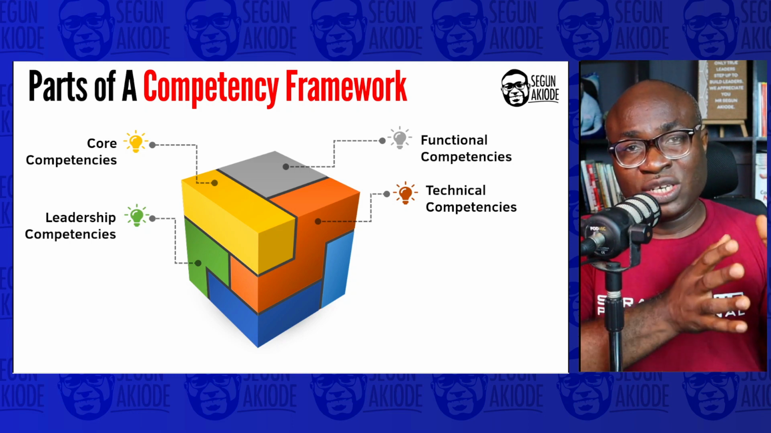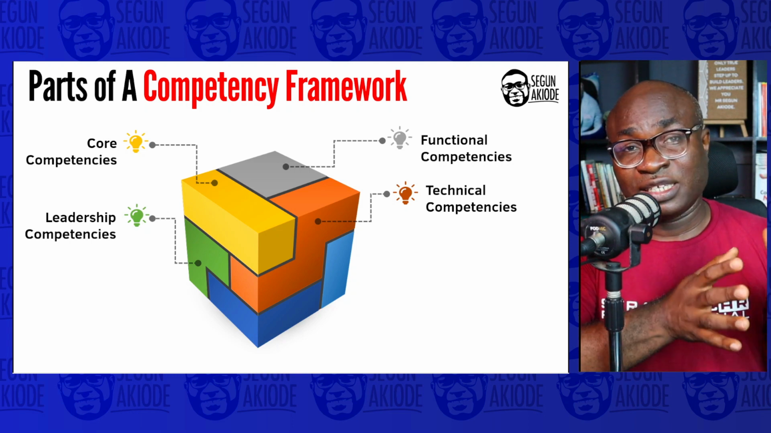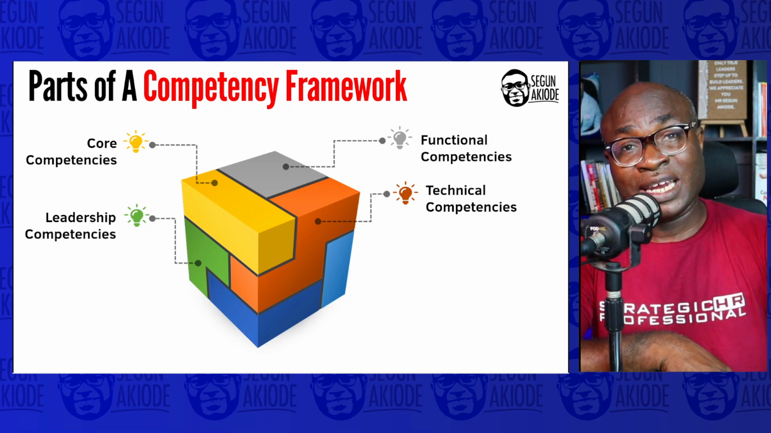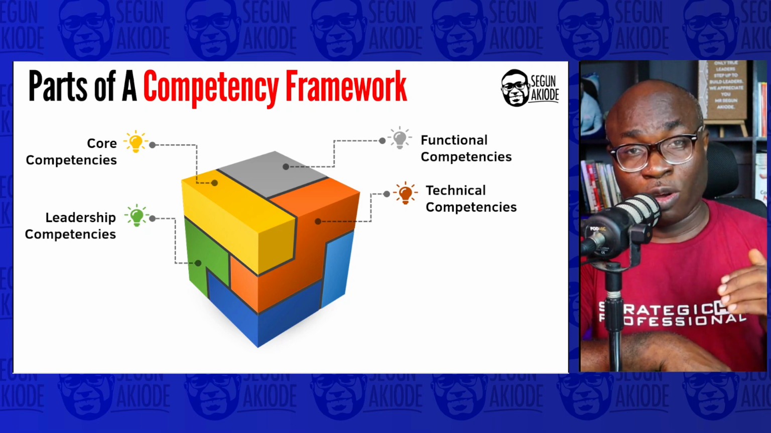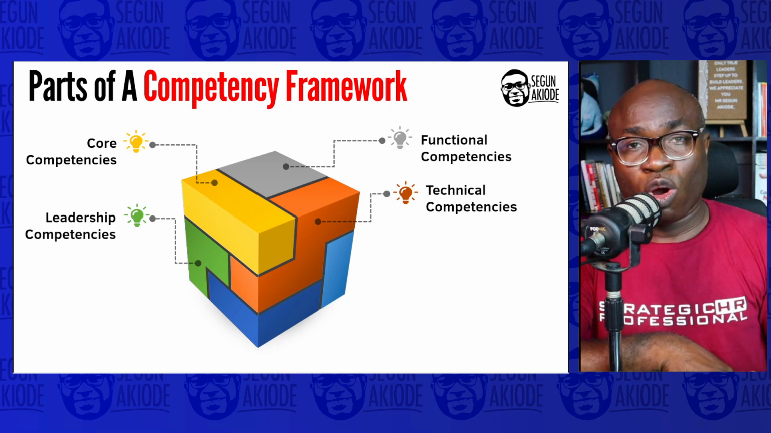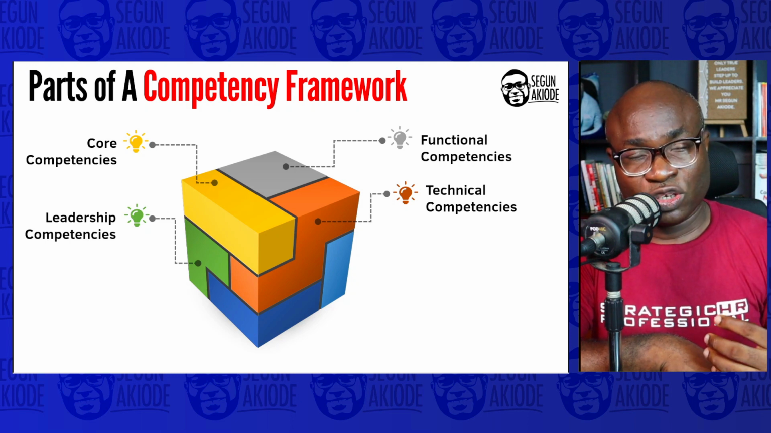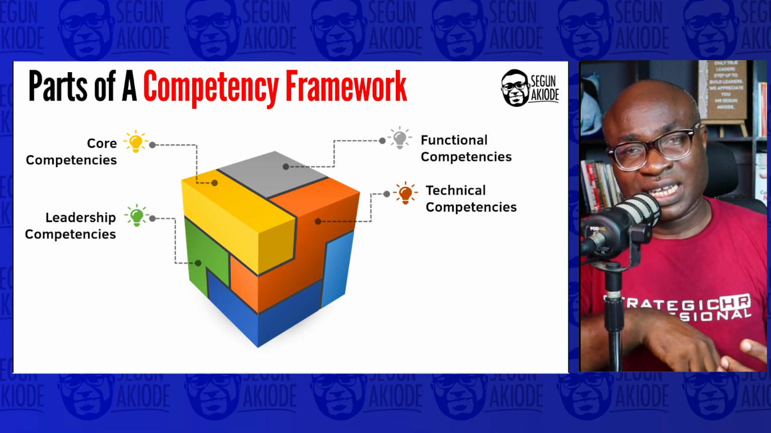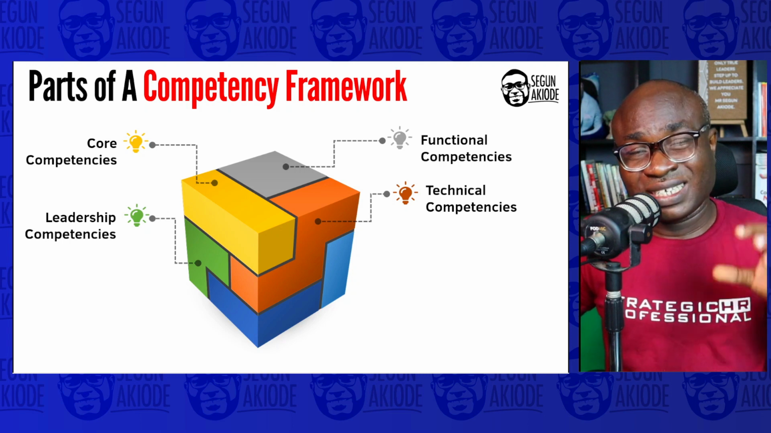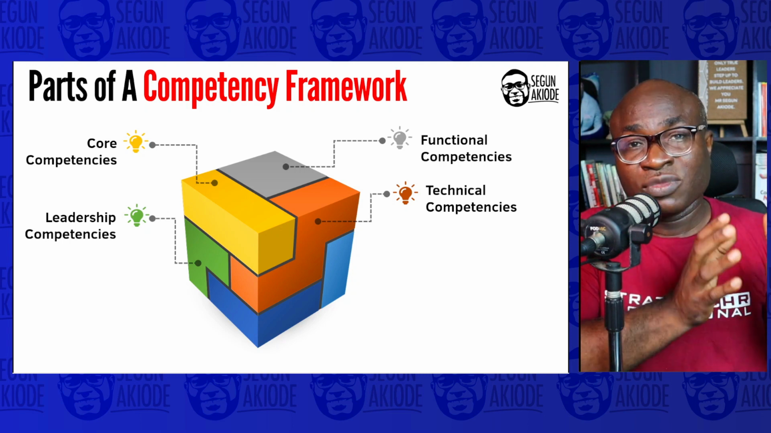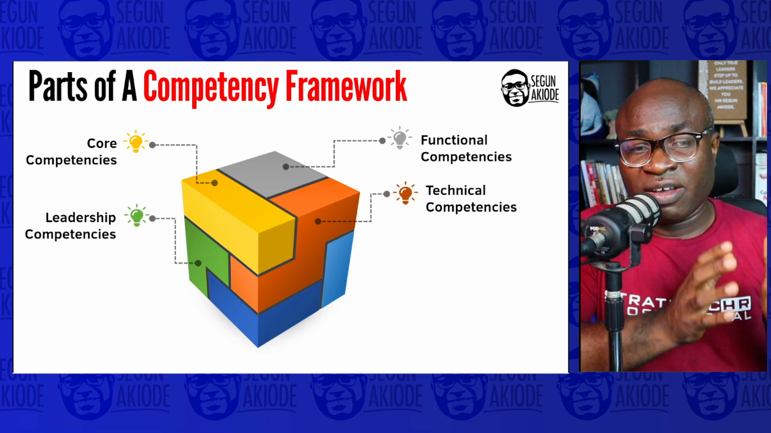Now, in putting your competency framework together, it's critical for you to know how many competencies we want to track in each of these competency clusters or competency categories. How many core competencies are we tracking? How many leadership competencies are we tracking? How many functional competencies are we tracking? How many technical competencies are we actually tracking? The fewer you track, the easier it is for you.